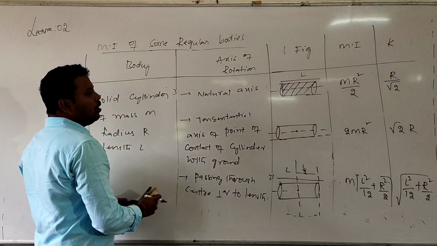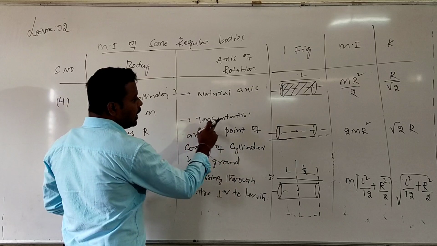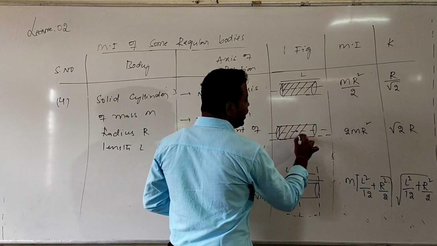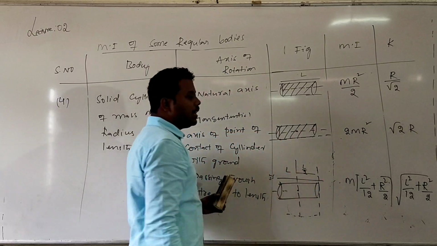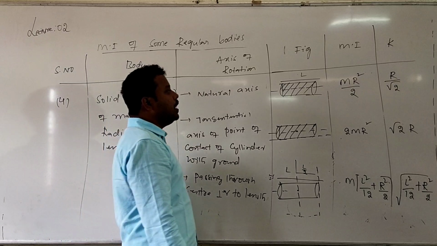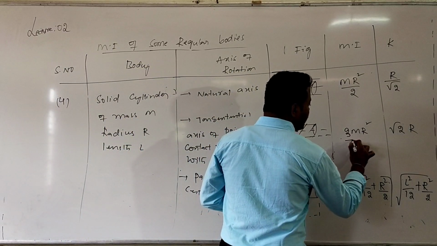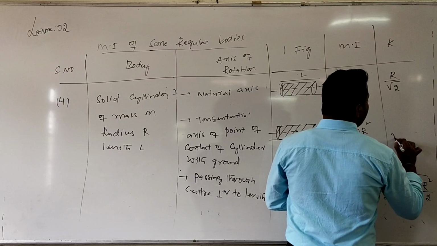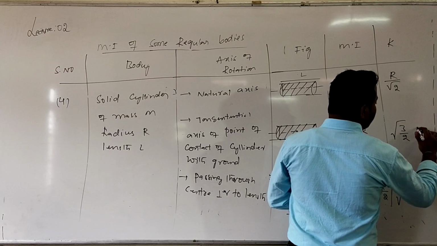Similarly, the remaining ones you can also calculate. If I want to calculate about a tangent, then I need to apply which theorem? Parallel axis theorem. So what will I get? M R square by 2 plus M R square. So I will get the answer of 3 by 2 M R square. Radius of gyration is given by root 3 by 2 into R.